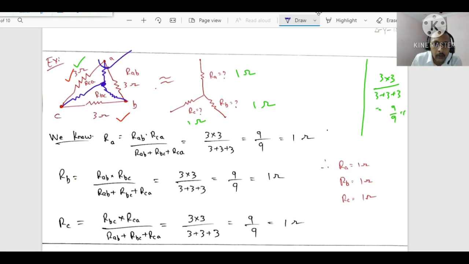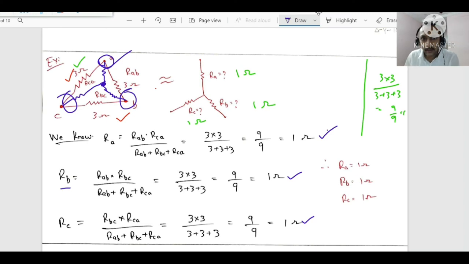If I want this resistor value, you take the product of these two. If I want this resistor value RB, you take the product of these two. If I want RC value, you take the product of these two values. So simple. That is what we have done here. 3 into 3 divided by 3 plus 3 plus 3, 1 ohm. Similarly, RB, product of RAB into RBC whole divided by RAB plus RBC plus RCA, 3 into 3 divided by 3 plus 3 plus 3, you will get 1 ohm. Similarly, RC, we will get 1 ohm.